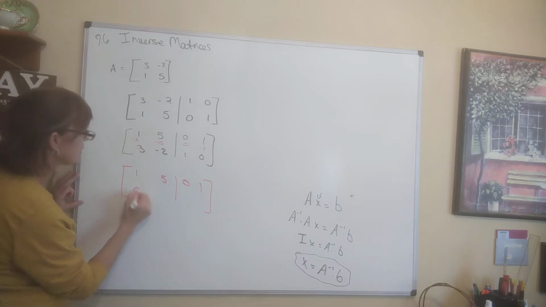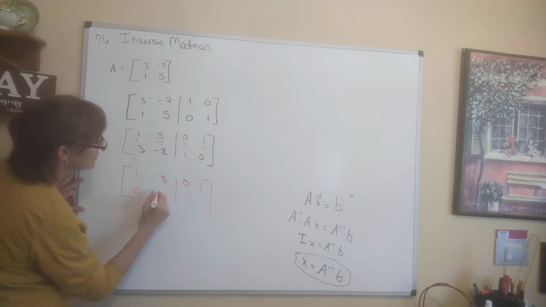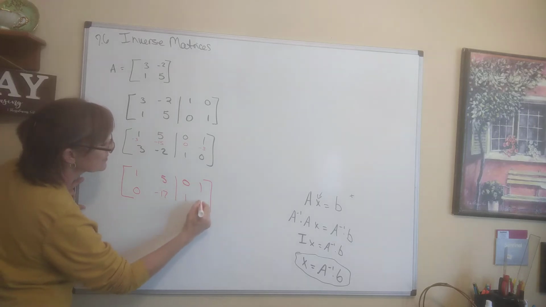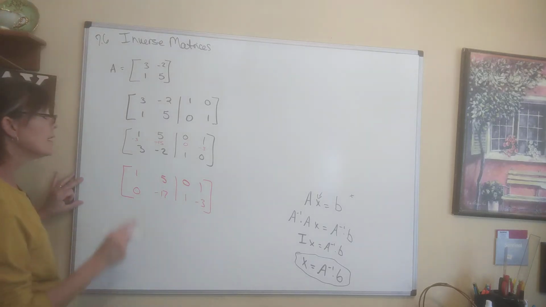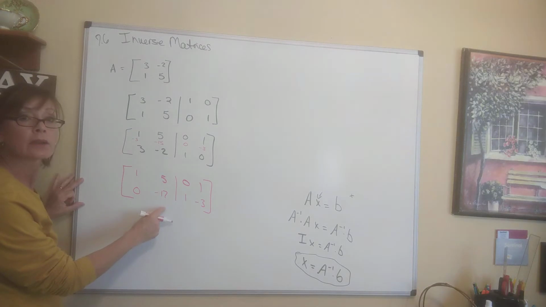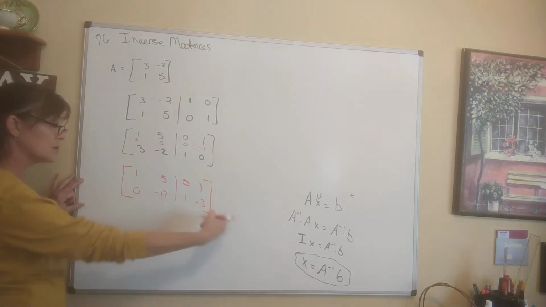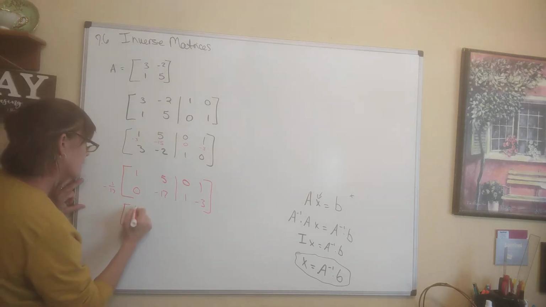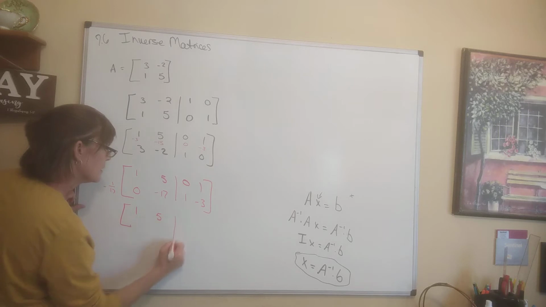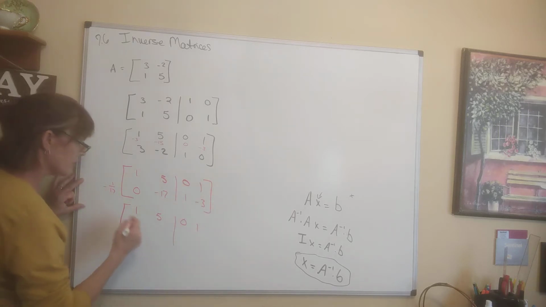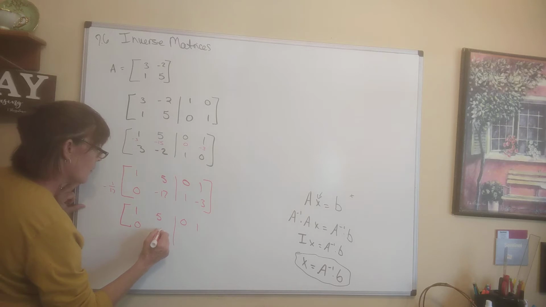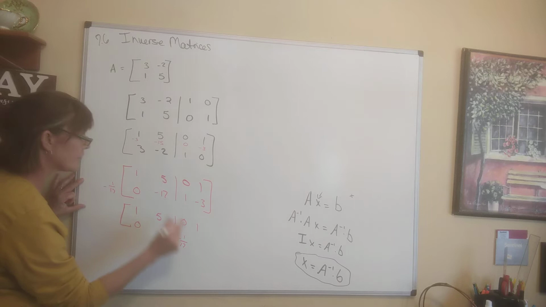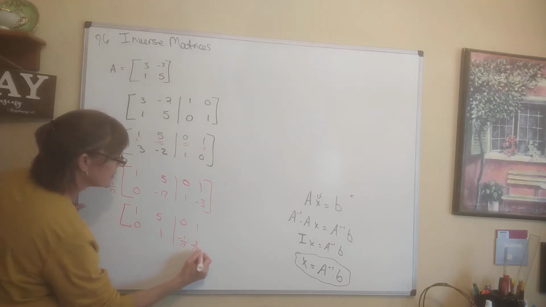Negative 3 plus 3 is 0. Negative 15 plus negative 2 is negative 17. 0 plus 1 is 1. Negative 3 plus 0 is negative 3. Okay, we're getting closer. Now, I would like a 1 right here. So what I'm going to do is multiply this whole row by negative 1 over 17. That looks like this. 1, 5, 0, 1. I didn't change the top first row. The bottom row is going to be 0, 1, 1 divided by negative 17 is negative 1 over 17, and negative 3 over negative 17 is 3 over 17.